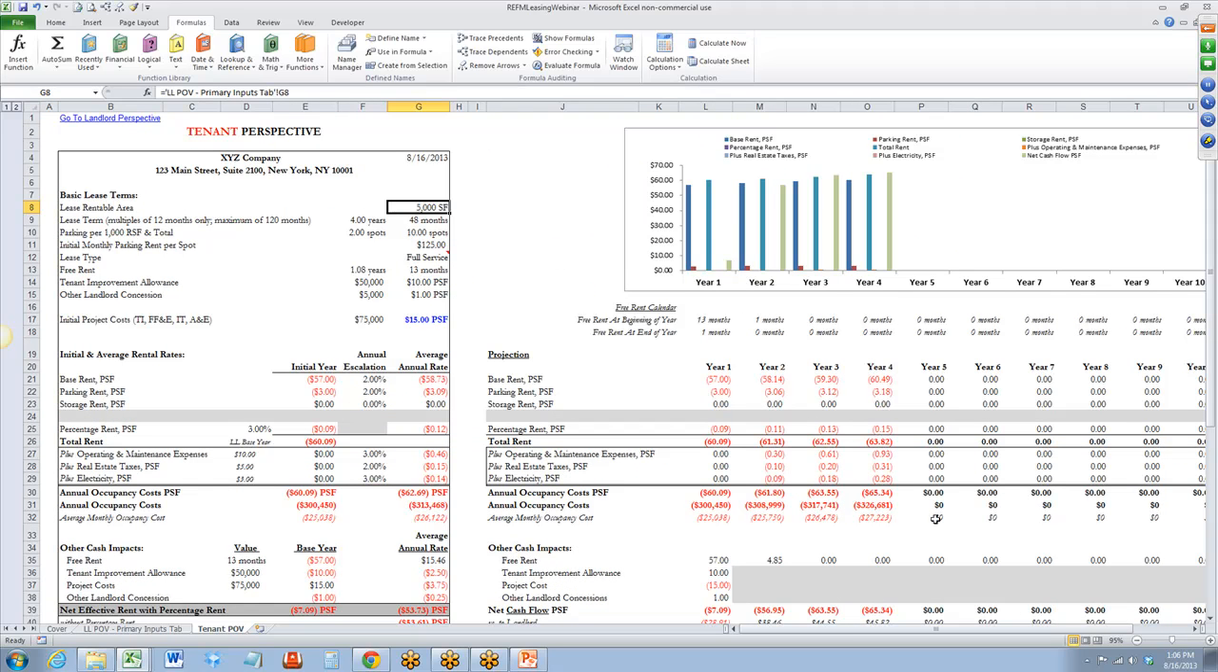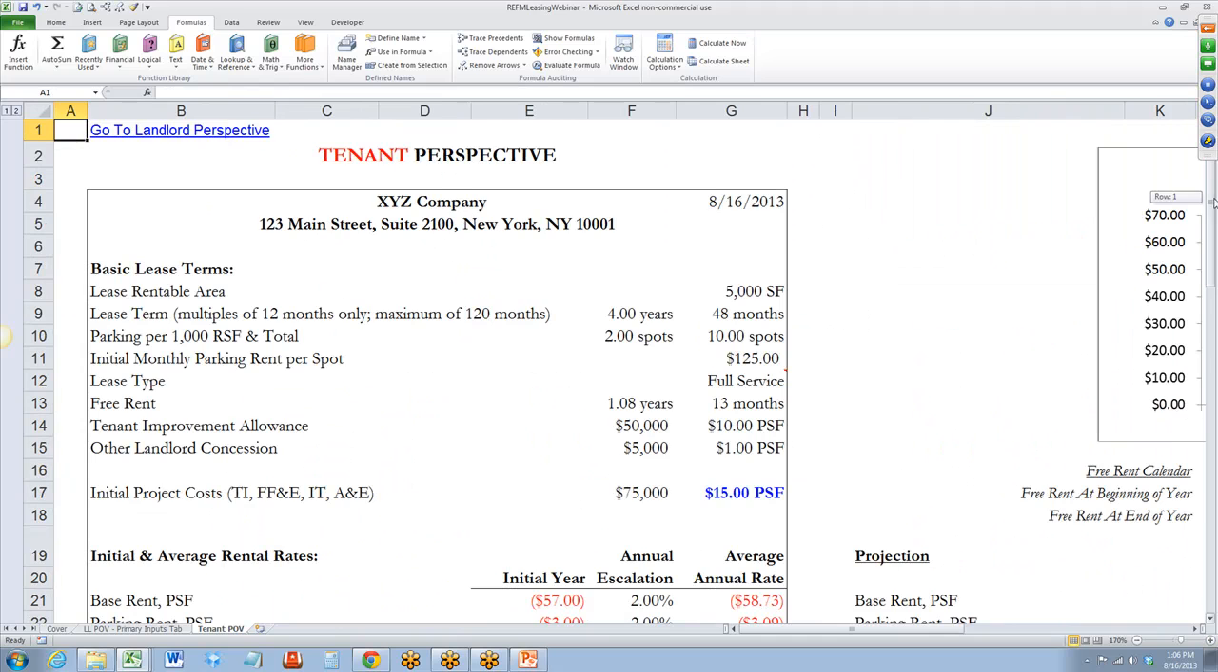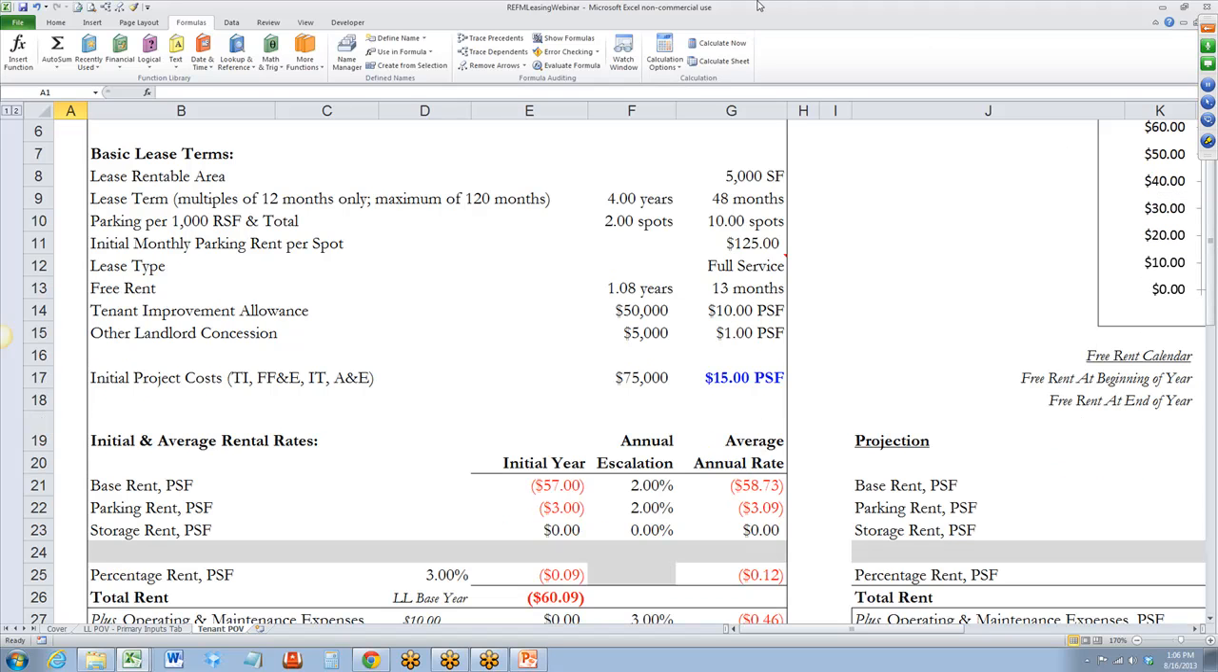Now I'm on the tenant point of view tab, and let's step through the inputs here. There are far fewer inputs on this tab because, as I said, most everything is being fed from the landlord tab. The area, the lease term, parking rate, lease type, and so on are all being driven by what's on the landlord tab already. There's nothing really to talk about here.